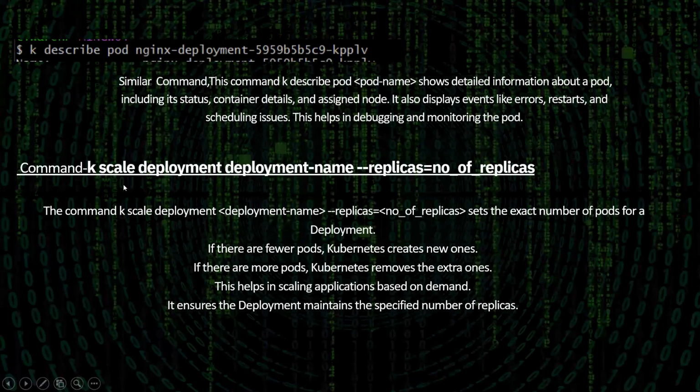So the command k scale is, I think, done. The k scale deployment name with the set replica count. Okay, so wait, this is the main command which I want to explain, and this is the last command. After that my session is ended. So wait.